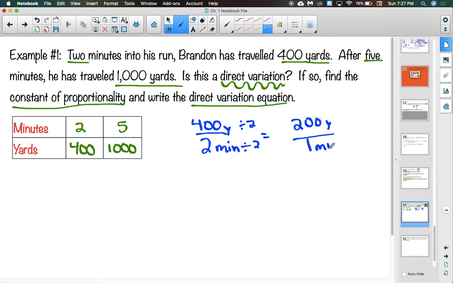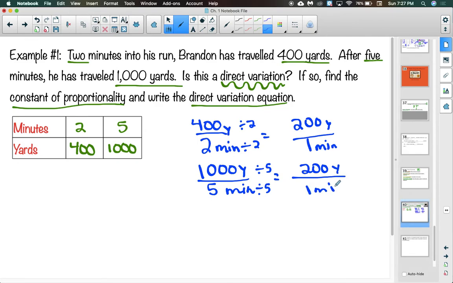Now remember, for this to be a direct variation, this second combination of minutes and yards has to simplify to the same unit rate. So let's hope it does. 1,000 yards per 5 minutes. Okay, so we're going to change that to a unit rate as well. We're going to divide by 5 this time to turn the denominator into a 1. And when we do that, we get, guess what? We get 200 yards per minute.